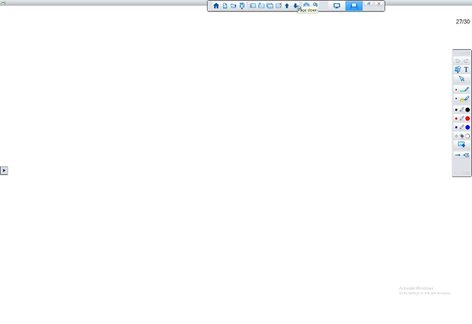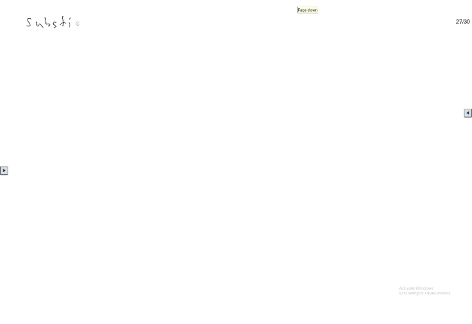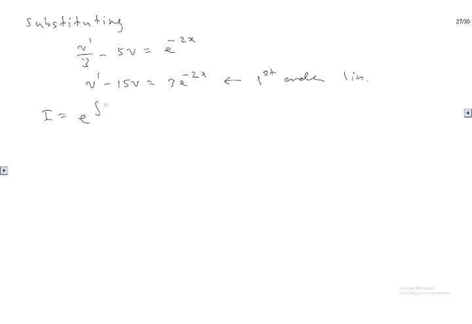So once you substitute that, so substituting, v prime over 3 minus 5v equal e to the negative 2x. Multiplied by 3, so we can see v prime equal negative 15v plus 3e to the negative 2x. This is just the first order linear. So integrating factors. So I equal e to the integral of p(x) dx. p(x) is negative 15, so e to the negative 15x. So that's the integrating factor.